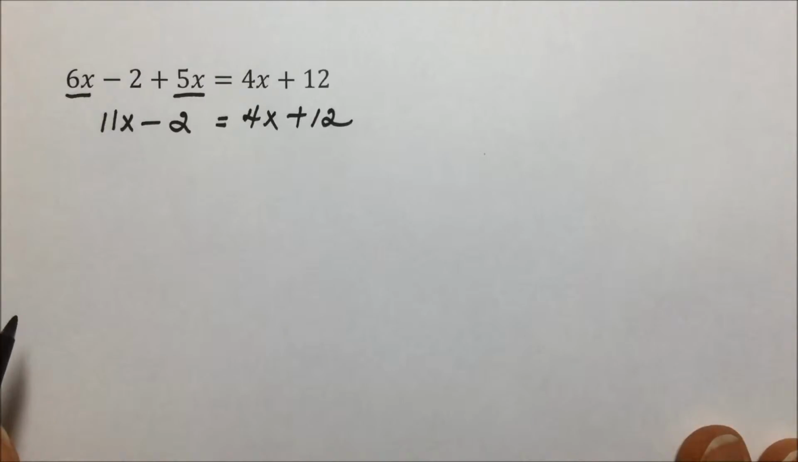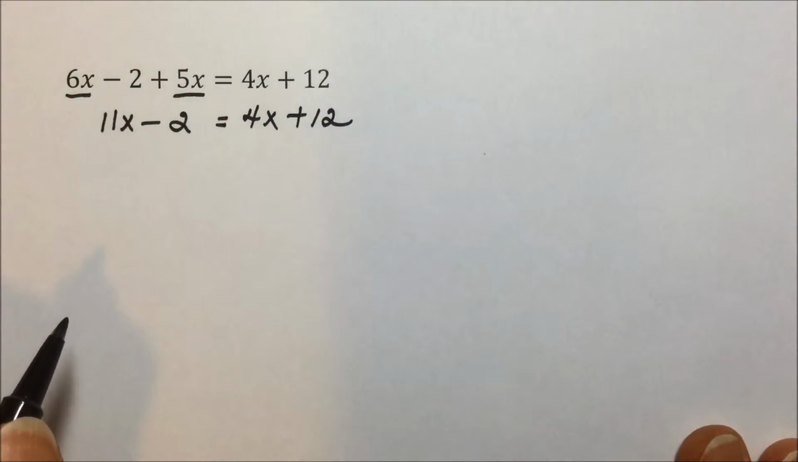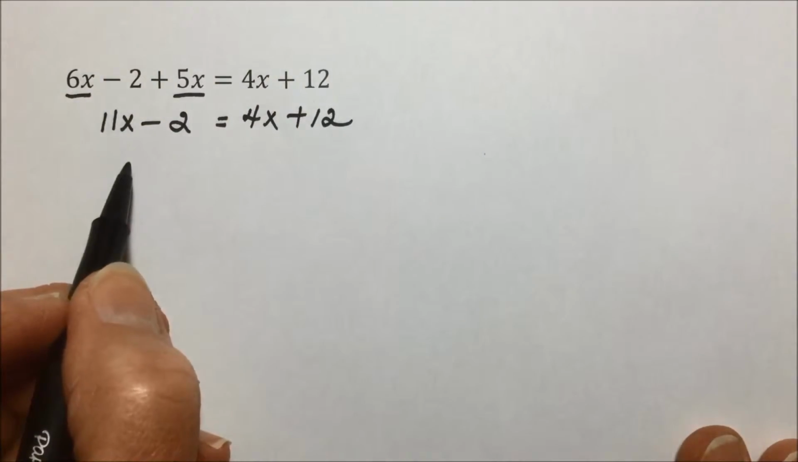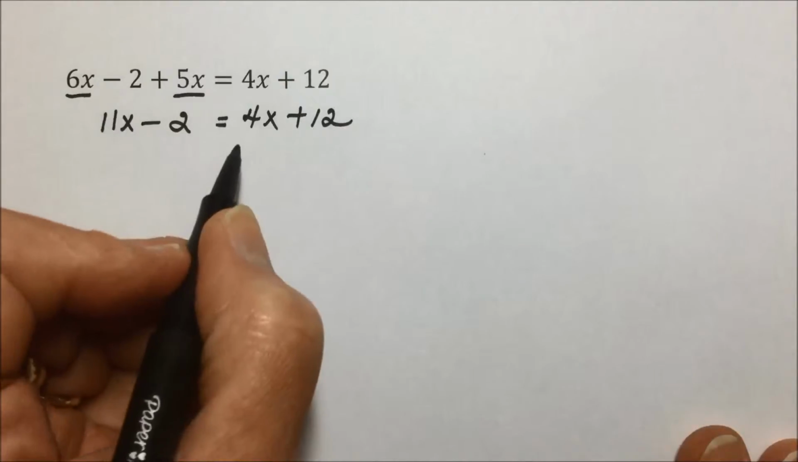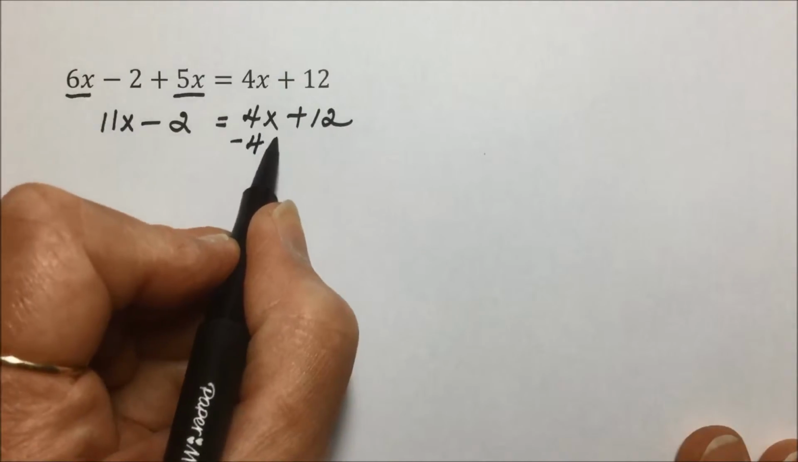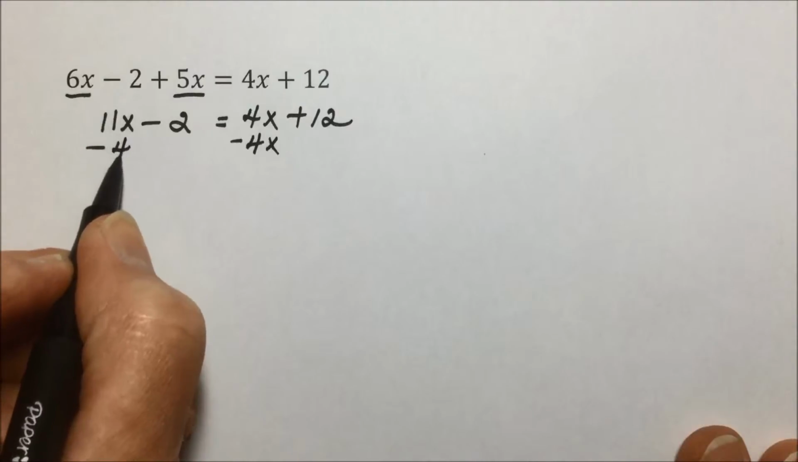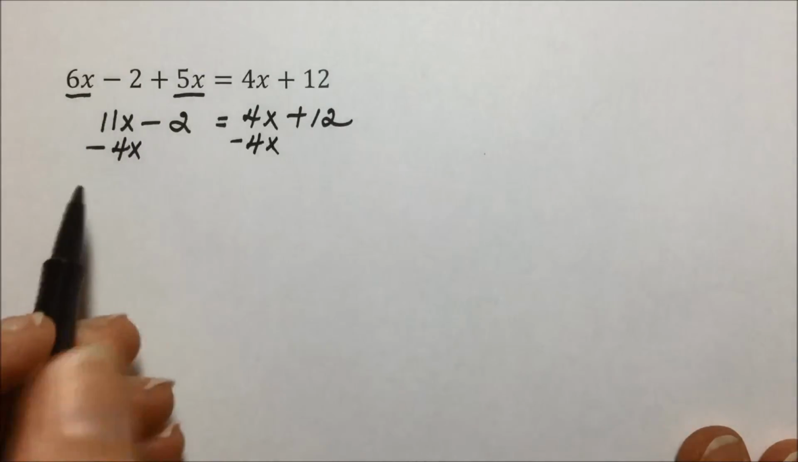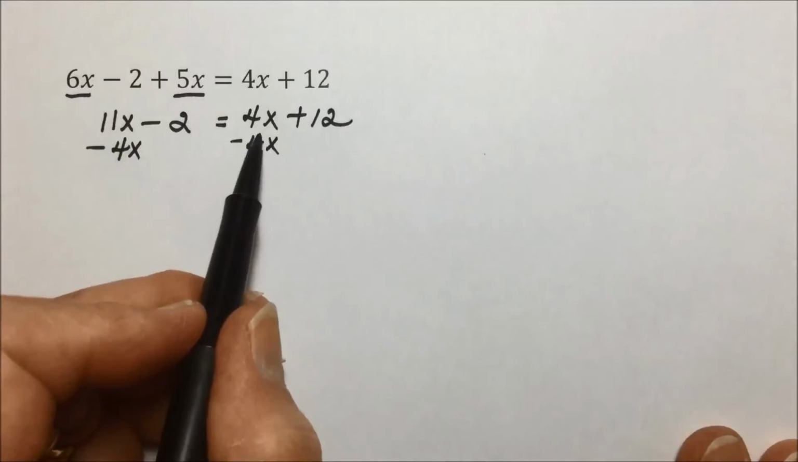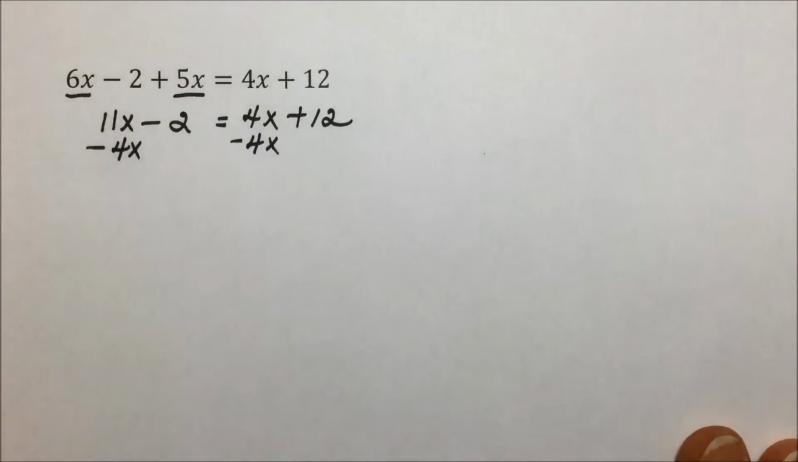Next, we want to get the variables on one side of the equation. As long as we maintain equality, it doesn't matter which we do, whether it's subtract 4x from each side or subtract an 11x. It's always a good idea, if you can avoid a negative, to do so. So I'm going to subtract a 4x from each side. Otherwise, if we'd subtracted an 11x, we would have had a negative term here. It just seems like we have a higher chance of losing a sign and making an error when there's a negative involved for some reason.